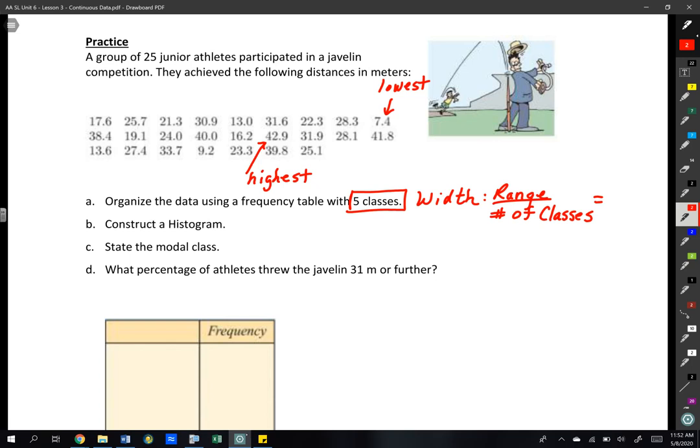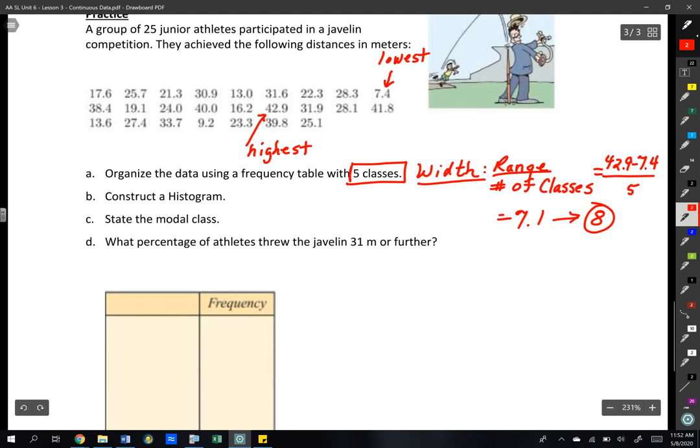So we've got 42.9 minus 7.4 divided by 5. That gives us a value of 7.1, and we always round up. So our width is a value of 8. All right, now we start at our lowest value and we truncate that value. So our lowest value is 7.4. If we truncate it, we take away the decimal, we get a 7. And we're going to add the width, which is 8. So 7 plus 8 is 15.